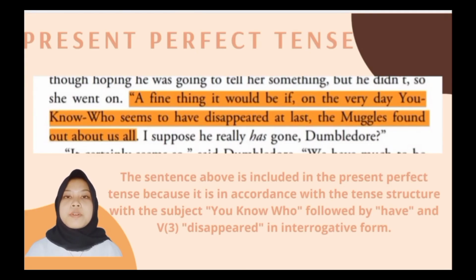The next is present perfect tense. The sentence is: A fine thing it would be if on the very day You-Know-Who seems to have disappeared, that at least the Muggles found out about us all. The sentence above is included in the present perfect tense because it is in accordance with the tense structure, with the subject You-Know-Who followed by have and verb 3 disappeared, in interrogative form.